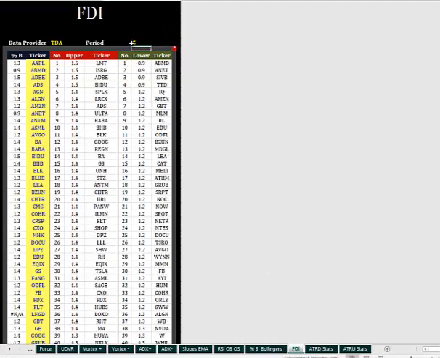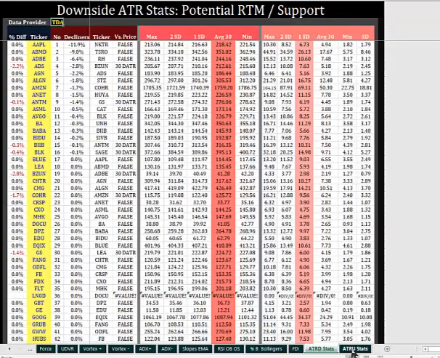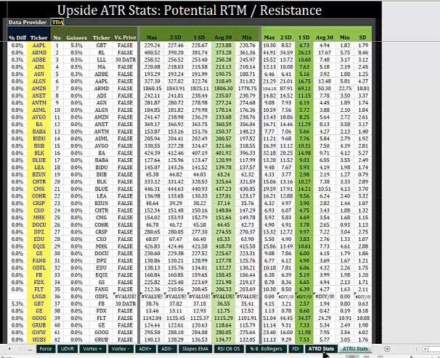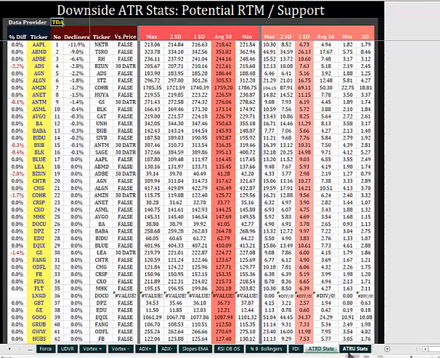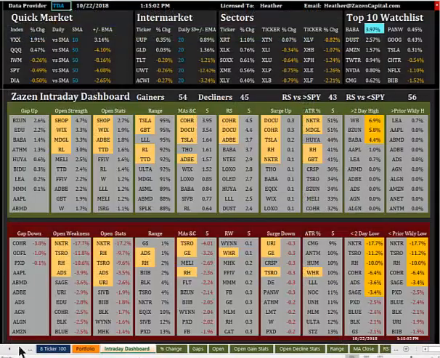For the fractal dimension, got 5. I usually like a 10 in the mid dash. And then the statistics to the upside and the downside. If you just want to get a sense of where price could go or where it has gone recently, you can look that way, to the up or the downside. That's just a quick overview of the dashboard.